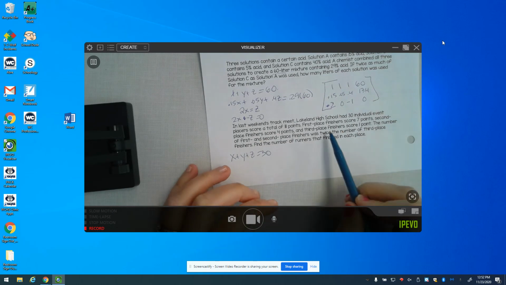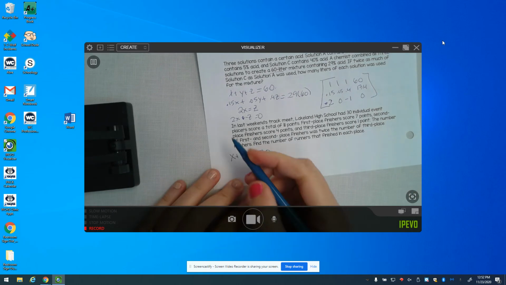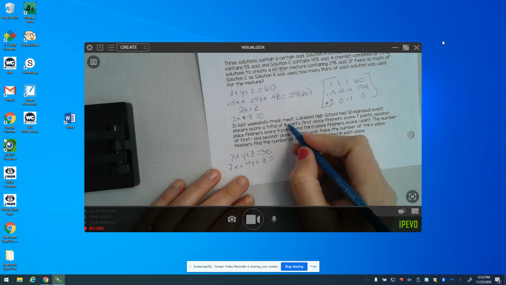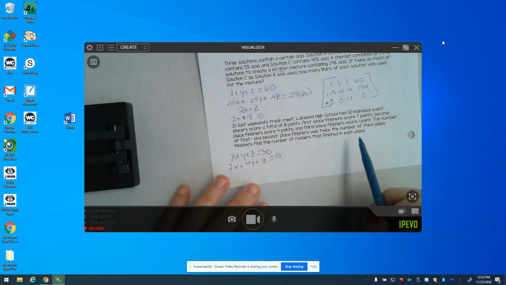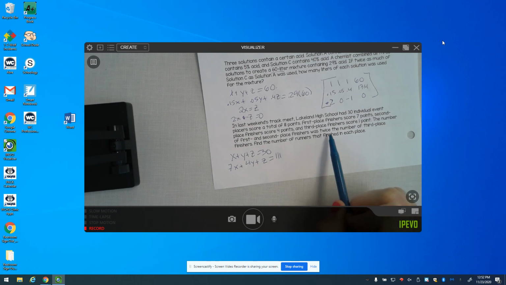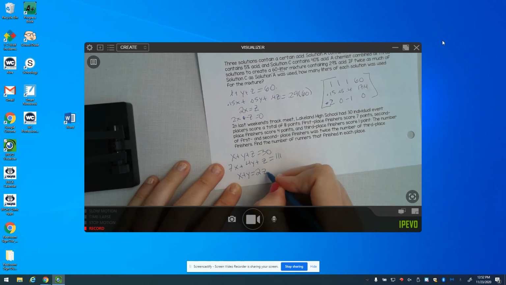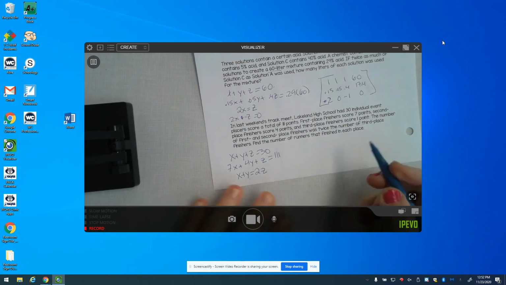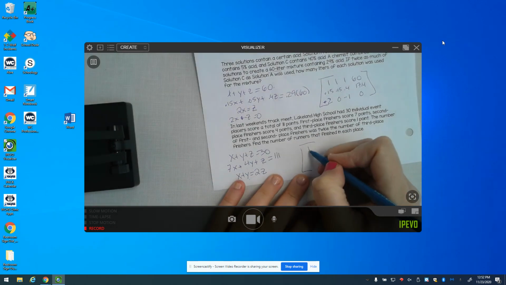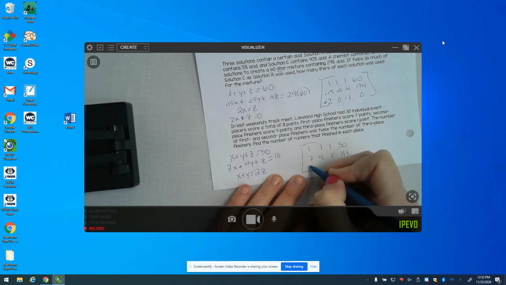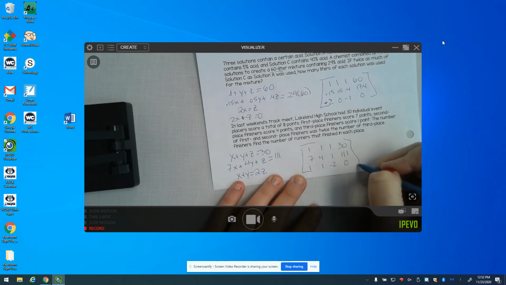All right, and then they're scoring points. So 7 times how many of the X I have plus 4 of the Y plus how many of the Z. That has to equal the 111 points that we scored. And then the number of first and second place finishers was twice the number of third place finishers. So that tells me the X plus Y has to be twice whatever Z was. So we're going to subtract that over to make it equal 0 when I do my matrix over here. So I have 1, 1, 1, 30. And then we're going to row reduce those.